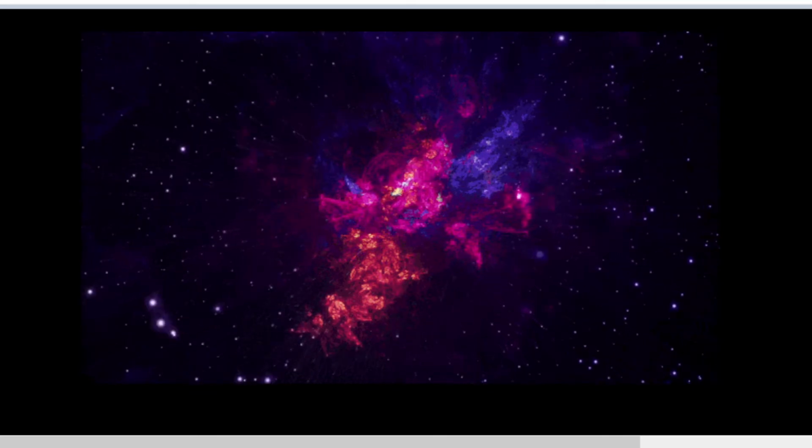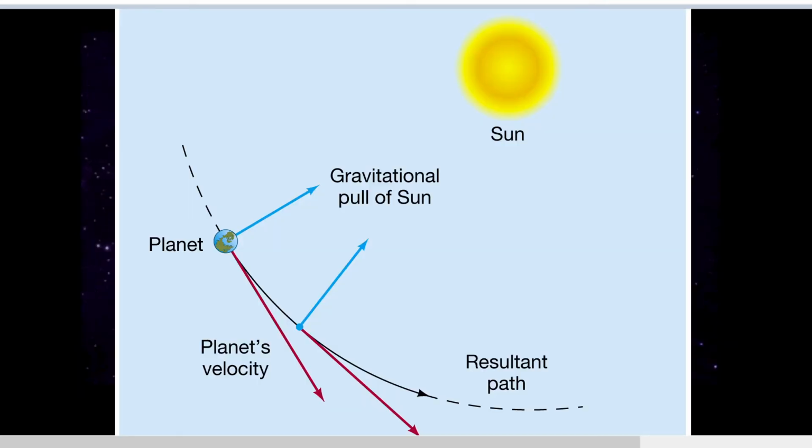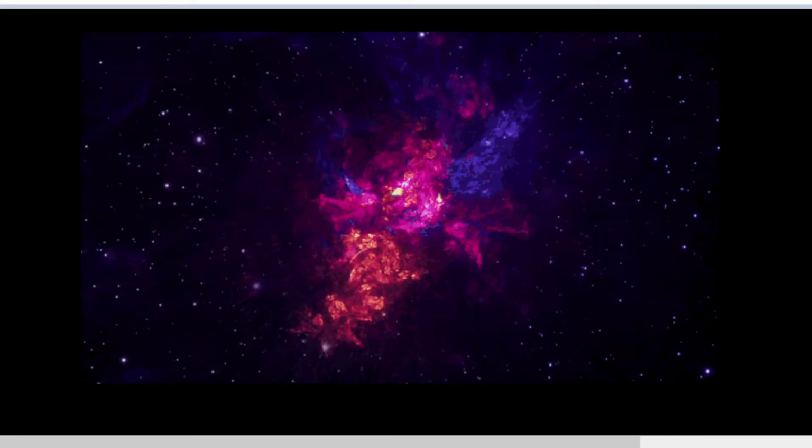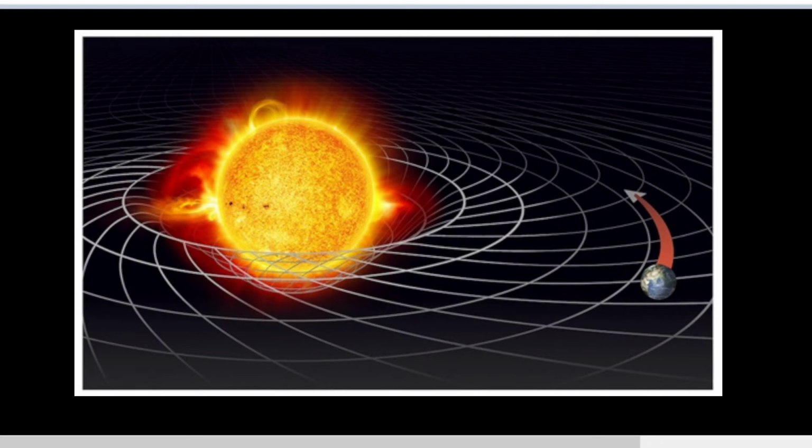So let's take a look at that. So basically, this is what Newton said. There's a gravitational pull of the Sun on the planet, and this is the resultant path due to centripetal force. Einstein said, nope, that's not exactly what's happening.